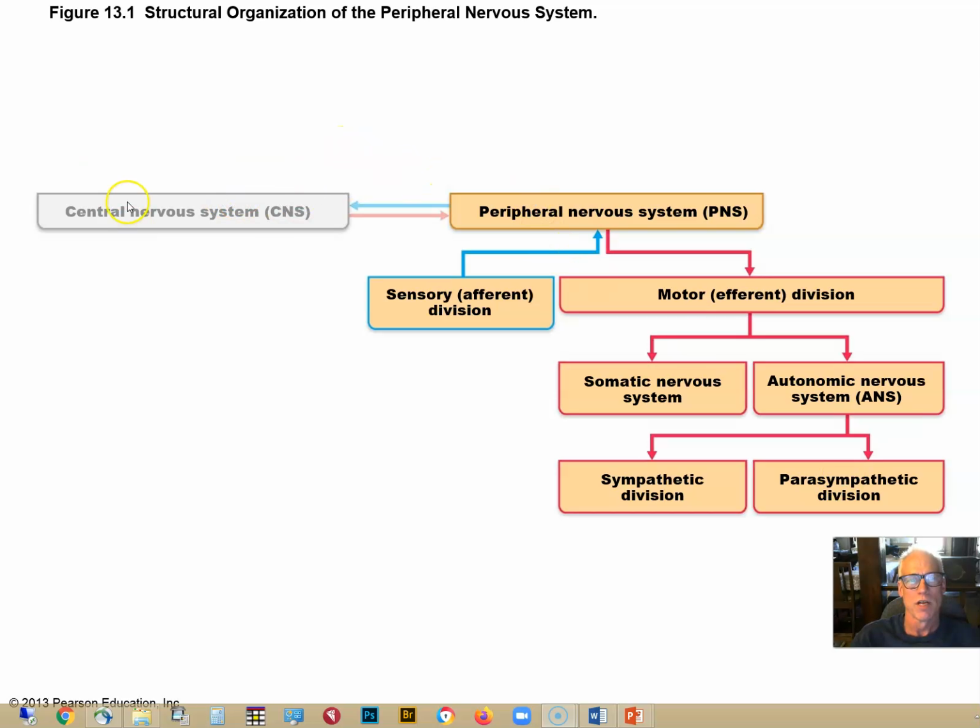So we've looked at the central nervous system, the brain and spinal cord. Now we're going to be looking at the sensory divisions of the peripheral nervous system and motor divisions. We've already spent time looking at the somatic division of the motor systems in Chapter 9. And in Chapter 14 we'll look at the autonomic divisions, motor divisions, sympathetic and parasympathetic nervous systems.